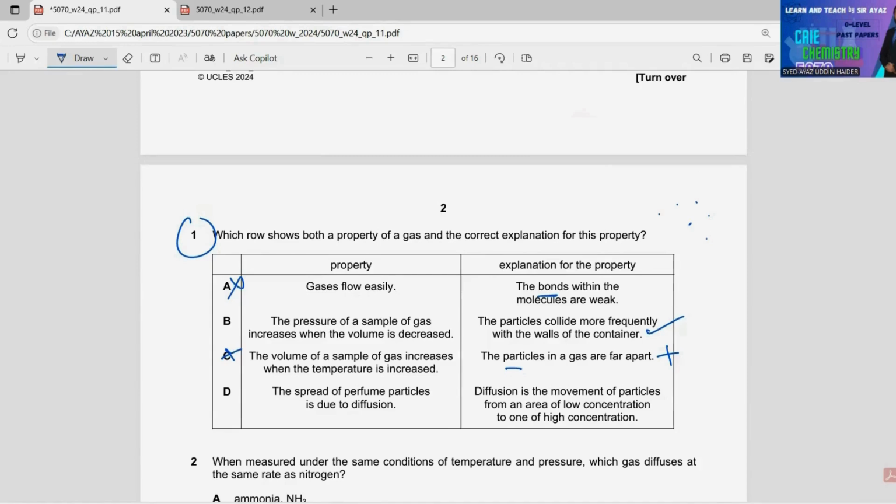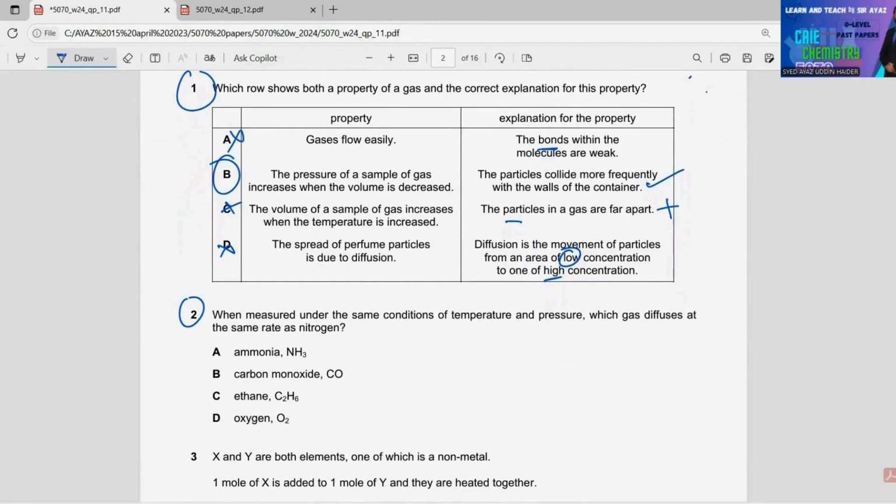D. The spread of perfume particles is due to diffusion. Diffusion is a random movement of particles from an area of lower concentration to higher concentration. So the perfume particles move due to diffusion. What they are saying is incorrect: diffusion is a movement of particles from an area of higher concentration to lower concentration. Remember, it's from high to low, not low to high. So this is also incorrect. B must be the right answer in this case.